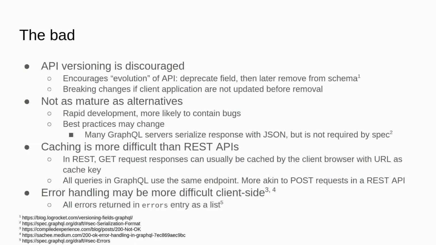Errors may be more difficult to handle client-side for GraphQL responses. All errors are returned in an errors entry as a list. The severity of the error is usually not indicated. Errors may include a malformed query or being unable to access the data store by the GraphQL server. The GraphQL server usually returns HTTP 200 OK as the status code, even if there is one of the aforementioned errors. The status is not 200 OK only if the error is on the HTTP transport level.